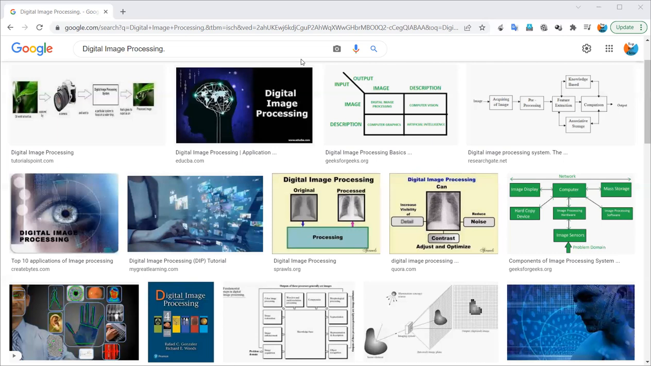So being a computer scientist, if you are interested in the medical domain also, then it is a very good field for you to go into. Additionally, coming to the top journals, there are multiple journals publishing their data in the field of digital image processing.